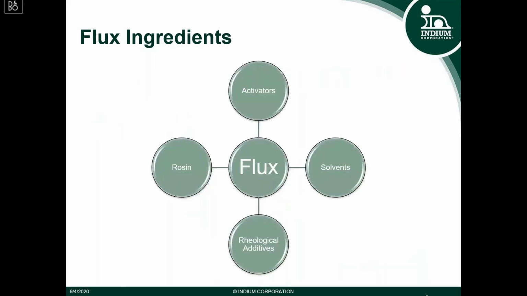In the flux, you have 4 different groups of chemicals that go into a flux recipe. You have the activators, then there's rosin, rheological additives, and solvents. And today we're just going to talk about the no clean fluxes, although water-soluble fluxes are also very common. In this example here, we're just going to talk about no cleans and even some RMAs.